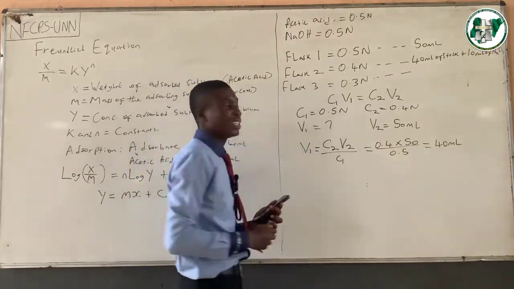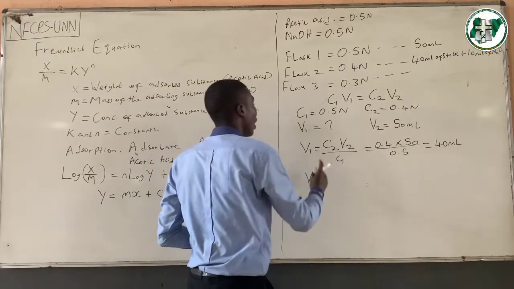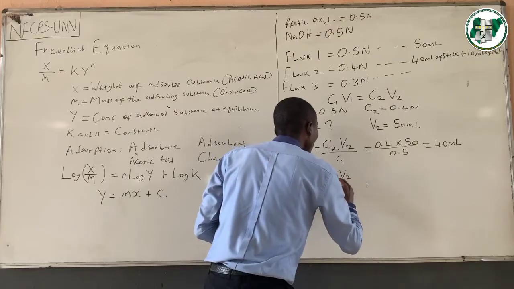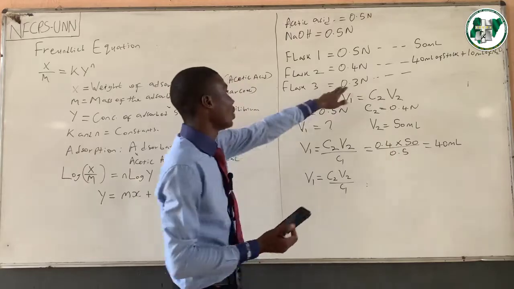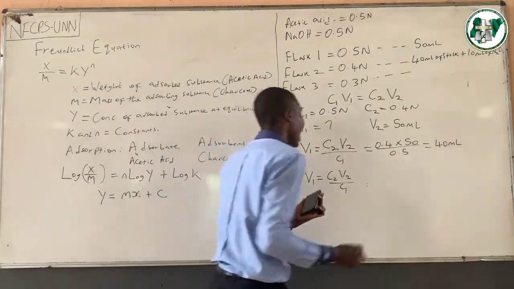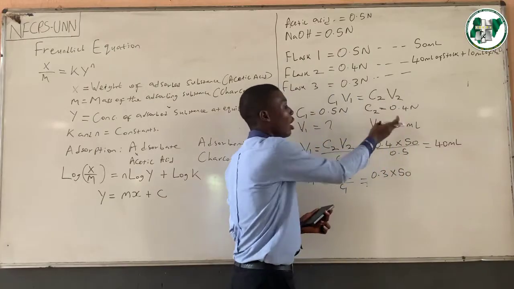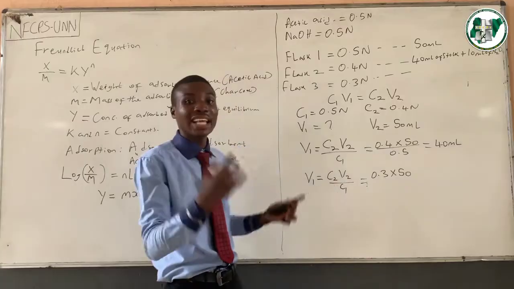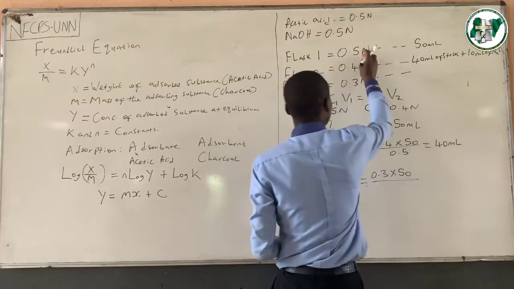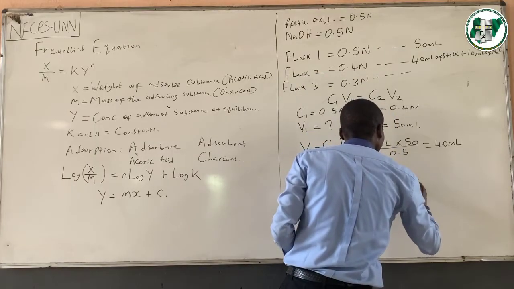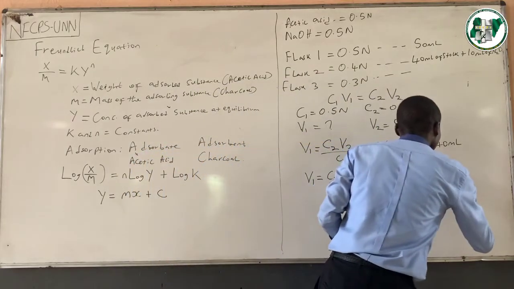Then let us look at flask 3. How exactly can we get it for flask 3? Same way. Our V1 for flask 3 is equal to C2 V2 over C1. The only thing that must have changed there is our C2. Our C2 this time around will now be 0.3 normal. So we're going to have 0.3 times 50, because 50 remains our final volume. Everything we are working with, the acetic acid volume must be 50. 0.3 times 50 over our C1, which still remains 0.5 normal. So if you punch this in your calculator, it's going to give you 30 mL.